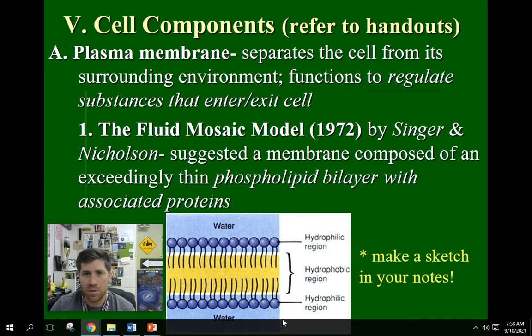And if you remember from biology, the diffusion of water, remember, is osmosis. But primarily when we're dealing with the cell, we'll talk about diffusion or active transport. Two more scientists here you need to know about, Singer and Nicholson.